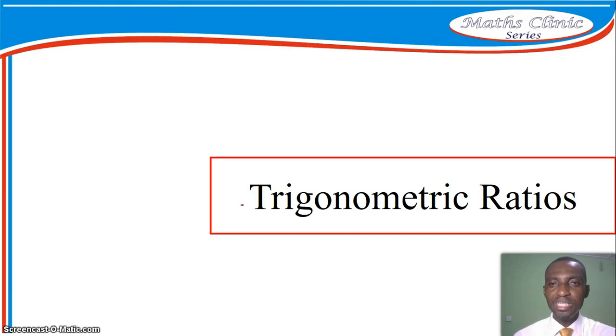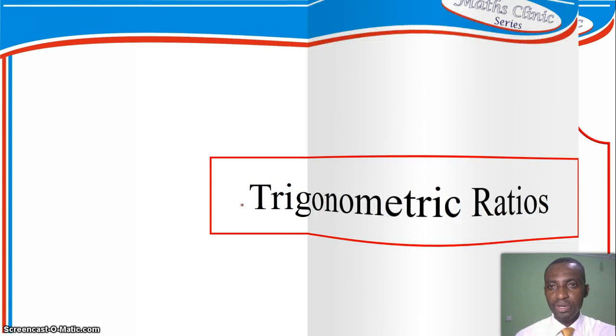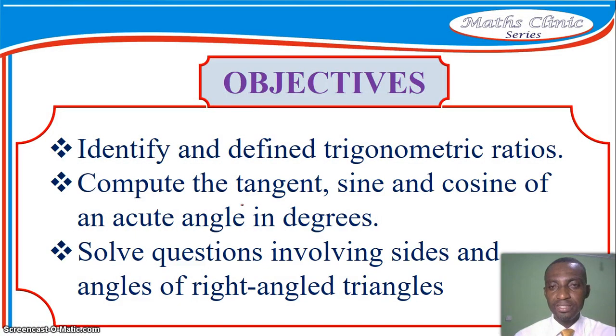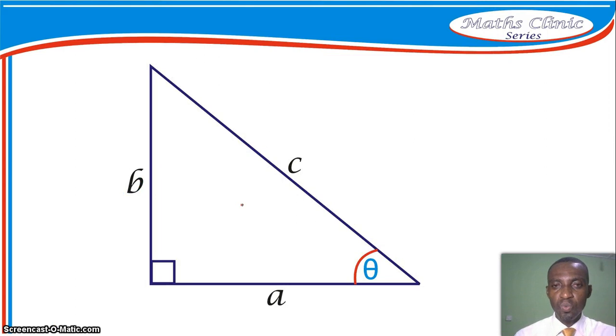In this video, we are continuing the series on trigonometry. This time, we are going to look at trigonometric ratios. By the end of this short video, you should be able to identify and define trigonometric ratios, compute the tangent, sine, and cosine of an acute angle in degrees, and solve questions involving sides and angles of a right-angled triangle.